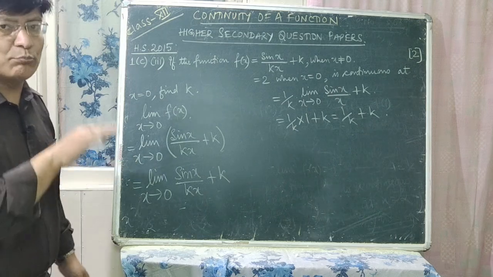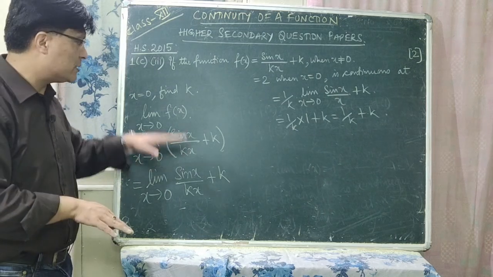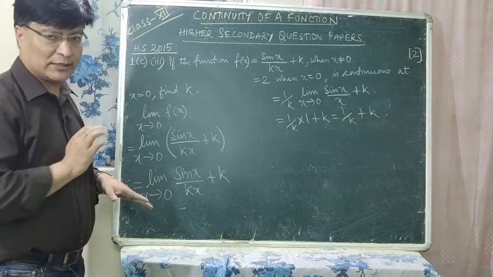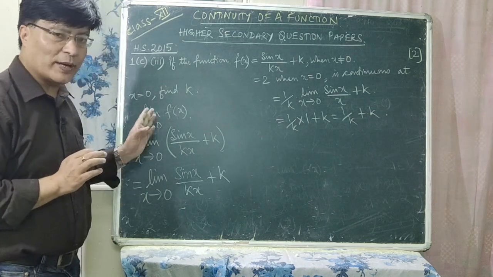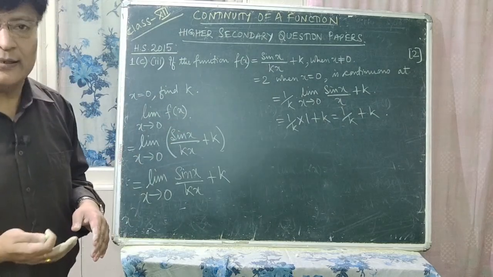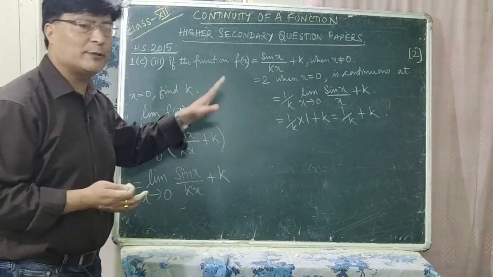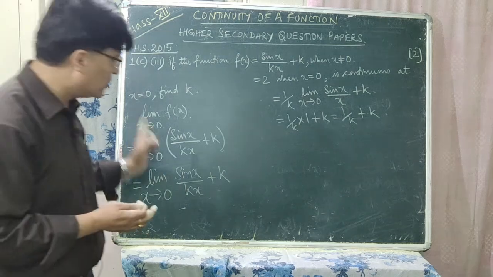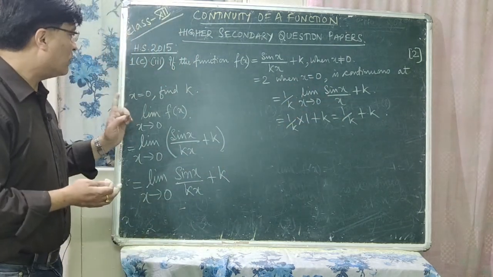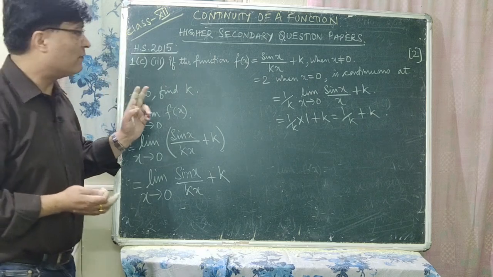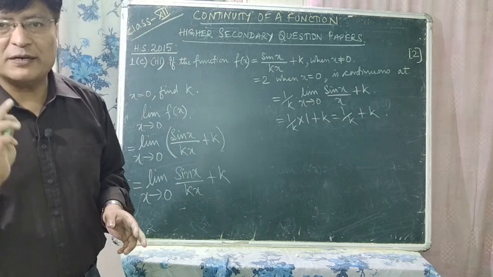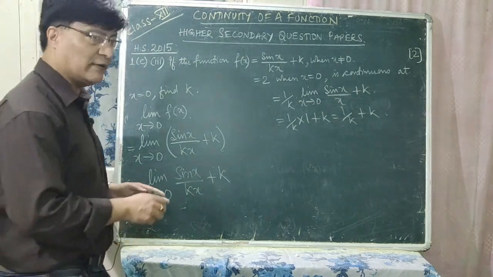So we have got both right hand limit as well as left hand limit. We have got it. Which is equal to 1 upon k plus k. Now you have to get the value for f of x when x is exactly equal to 0, but it is given in the question itself.